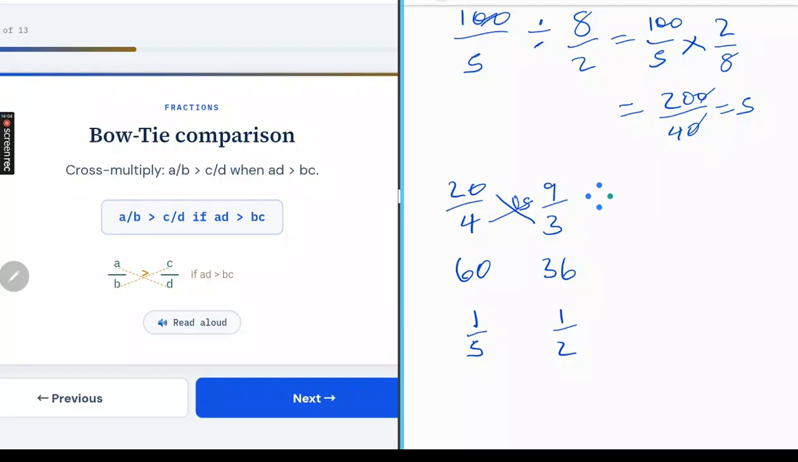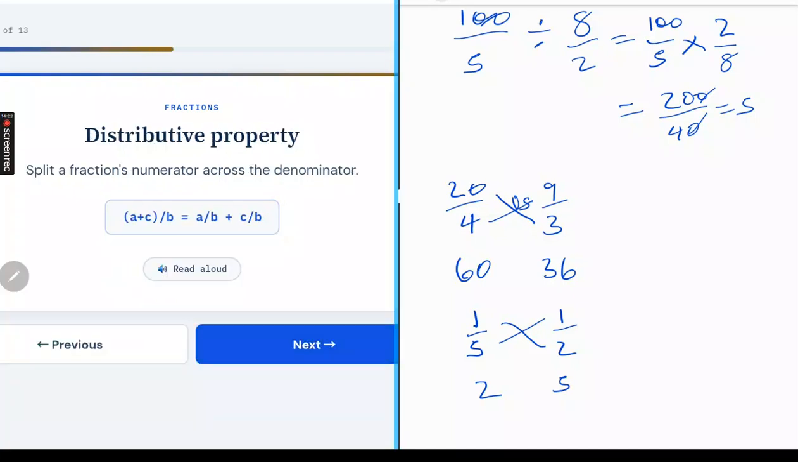So if you cross multiply like this, 1 times 2 is 2, 5 times 1 is 5. So the one that is higher is the one with the higher fraction. That is what this concept is saying. Next concept, distributive property. You will notice that distributive property is what we already studied, right? A over B plus C over B, if you do it now, it's going to give you back A plus C over B.